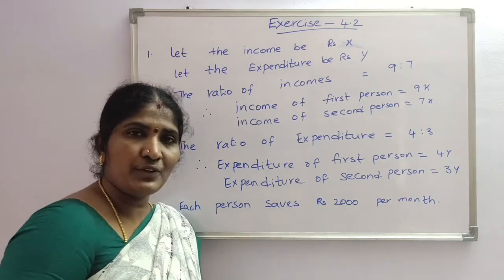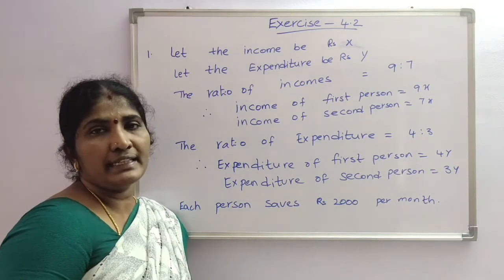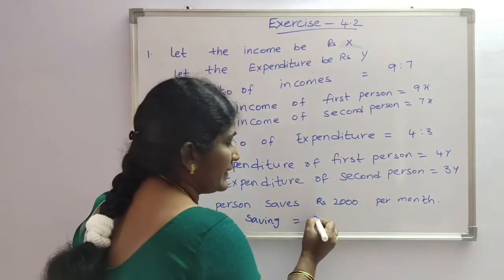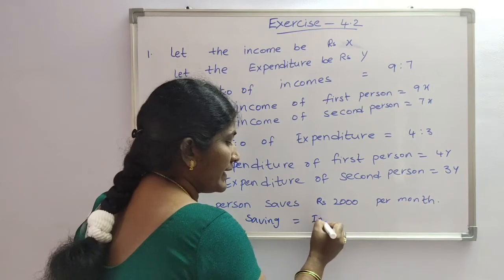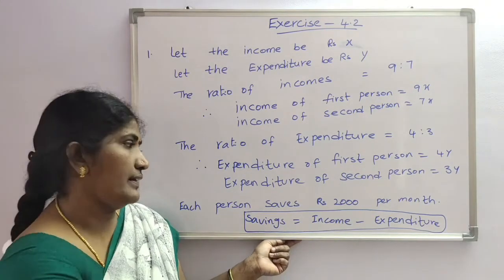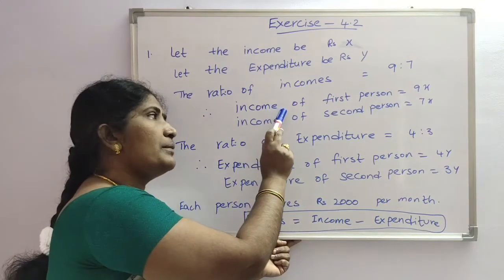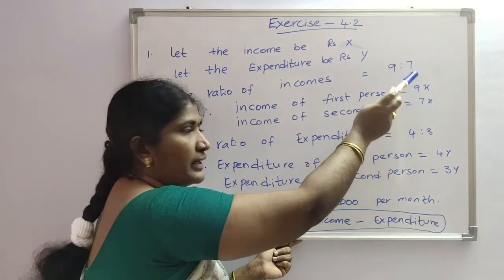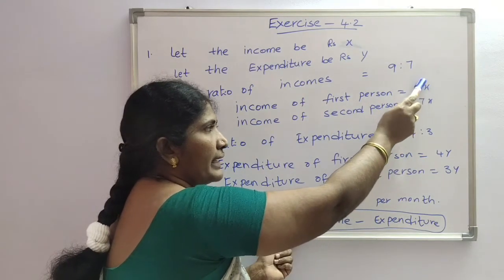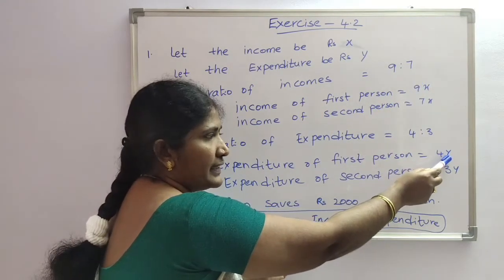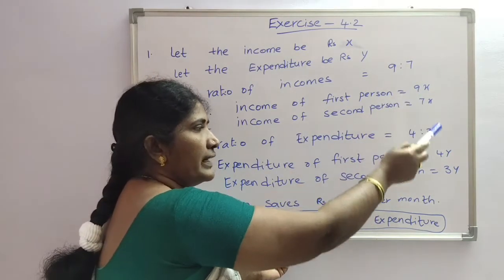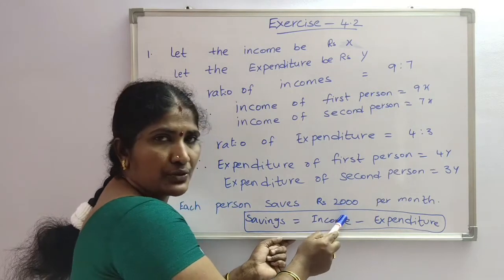Here, how to find savings? Total income minus expenditure, then we can get savings. Saving is equal to income minus expenditure. By using this data, now we can frame the equations. For the first person, what is the income? 9x. What is the expenditure? 4y. So, income 9x minus 4y. What is his savings? 2000 rupees. That means 9x minus 4y is equal to 2000.